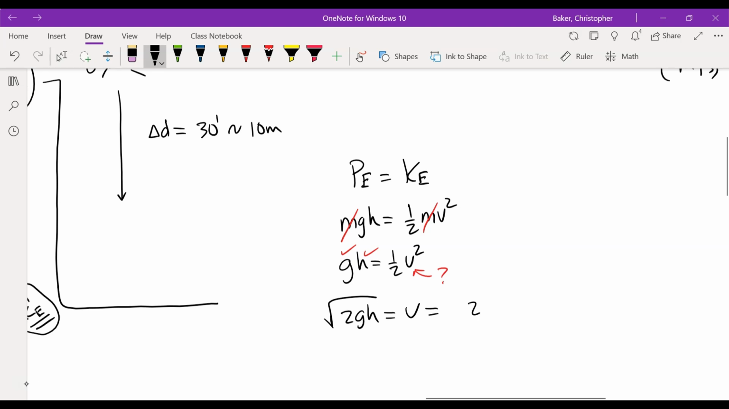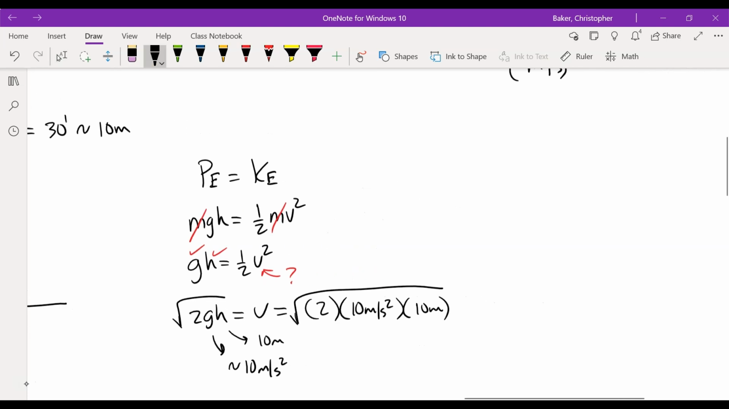So you get 2. By the way, g is approximately 10 meters per second squared, and the height is 10 meters in this case. So v is equal to the square root of 2 times 10 meters per second squared times a height of 10 meters.